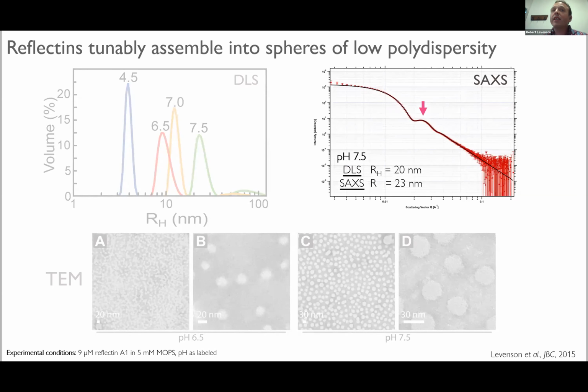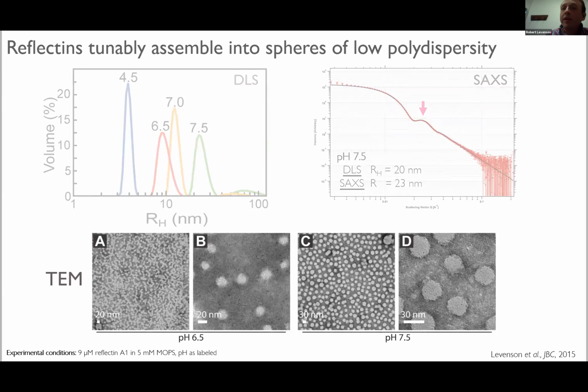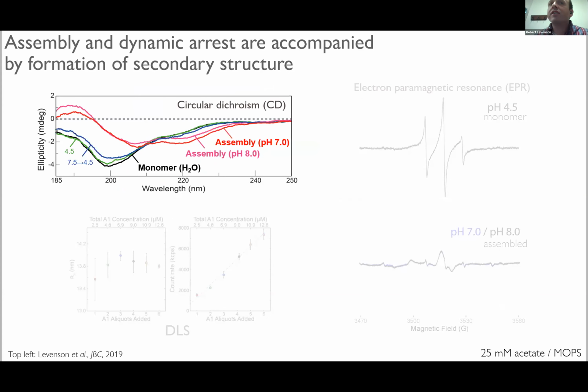The low polydispersity of these assemblies is confirmed by X-ray scattering, with good agreement between X-ray scattering and the DLS results that are shown here, as well as TEM that shows the monodispersity of these spheres, as well as their spherical nature. Further characterization of this assembly process by circular dichroism shows us that in the monomeric acidic state, the protein is disordered, with that strong negative peak at 200 nanometers. And then upon assembly by pH neutralization, we see a change in the CD spectrum, suggesting conformational changes in the protein.